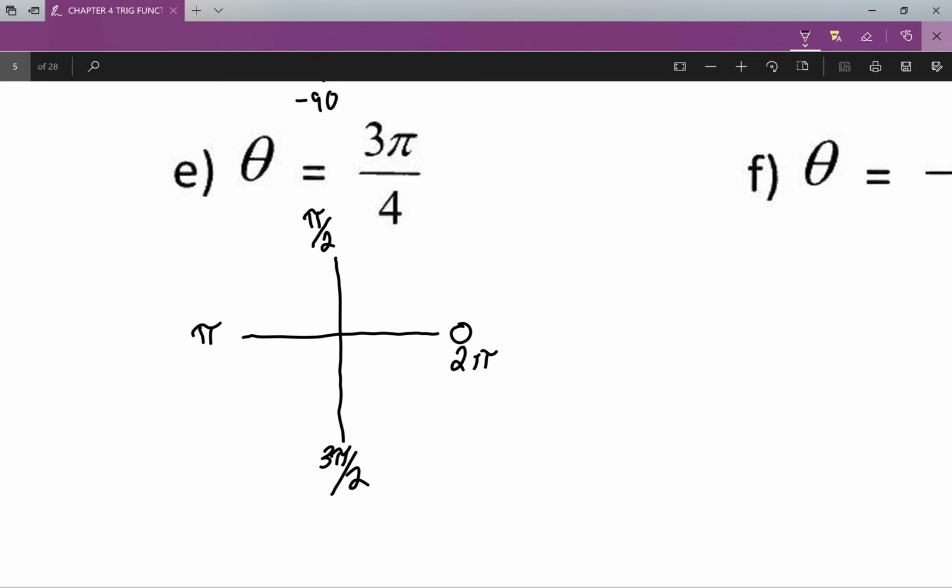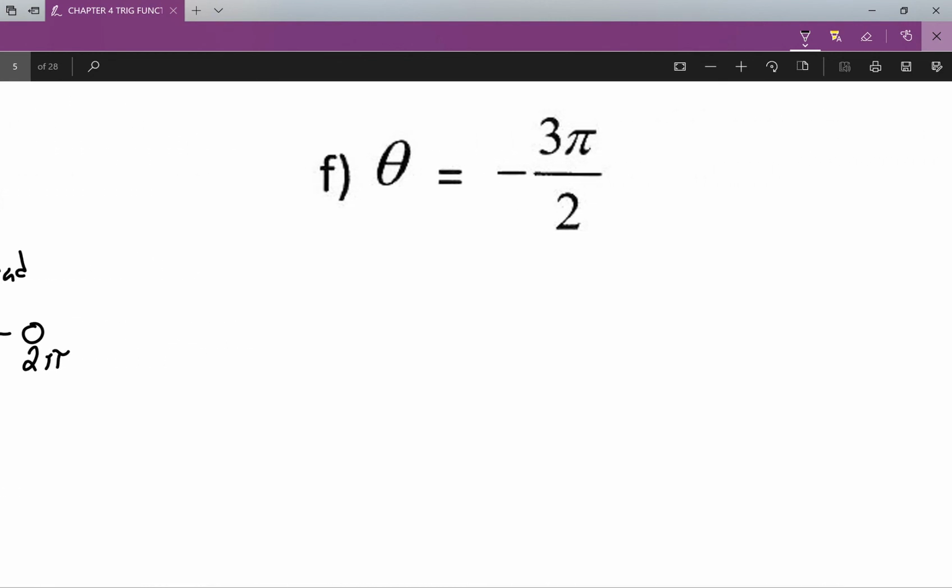So now what we're doing is we're looking for 3 pi by 4. Well, 3 pi by 4 is 3 over 4 pi. That's bigger than half pi, which is pi by 2, but it's less than a full pi, which is pi. So that means my angle is going to exist right in there. And there's our 3 pi by 4 radians.